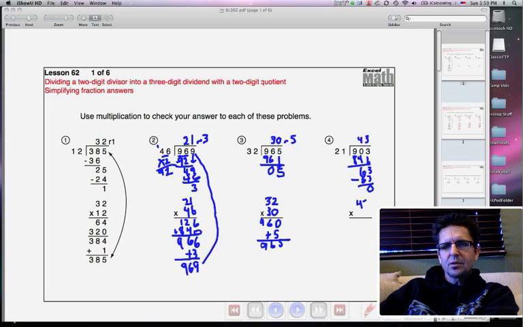Let's do 43 times 21 to check it. 43 times 1 is 43. Put a placeholder in. 3 times 2 is 6. 4 times 2 is 8. Add them up. That's 10. Carry the 1. 903. So we can feel pretty good about our answer because that's what's written up here as well, 903.